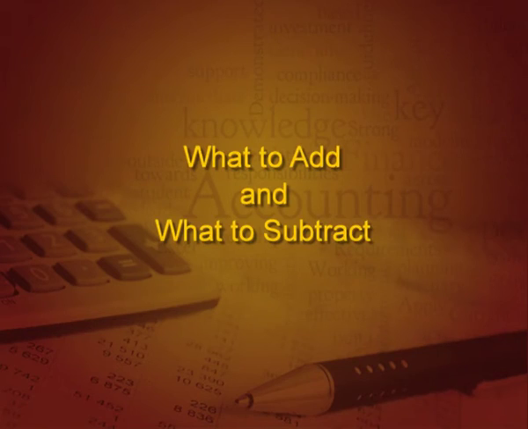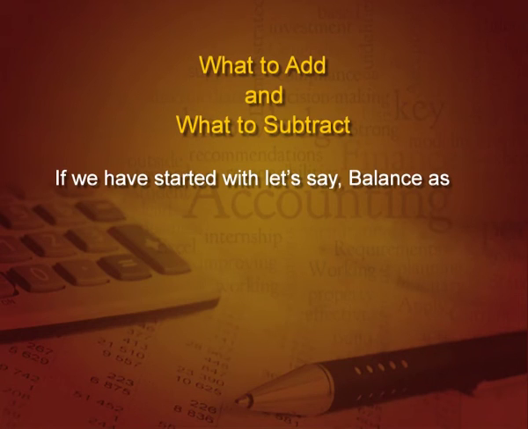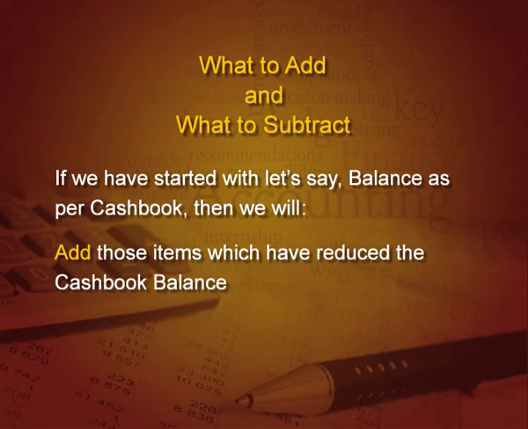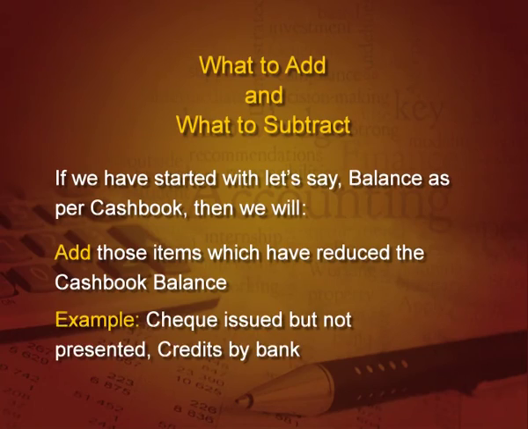Now the most important question is what to add and what to subtract. Well, this is what the chapter is. If we have started with, let us say, balance as per cash book, then we will add all those items which have reduced the cash book balance, because whatever has reduced will be added back. For example, check issued but not presented, credit by the bank, etc. All these things will be added back.